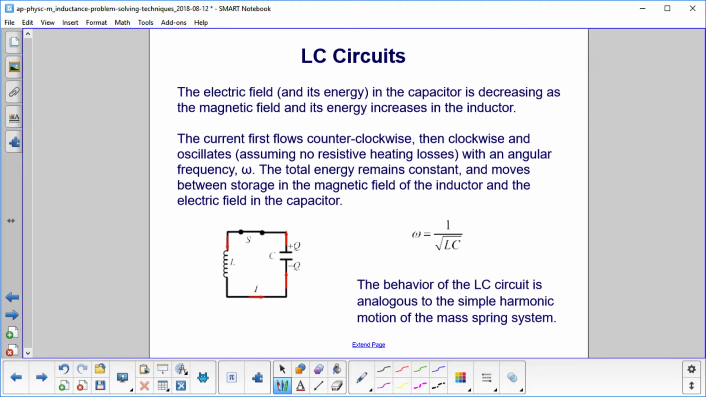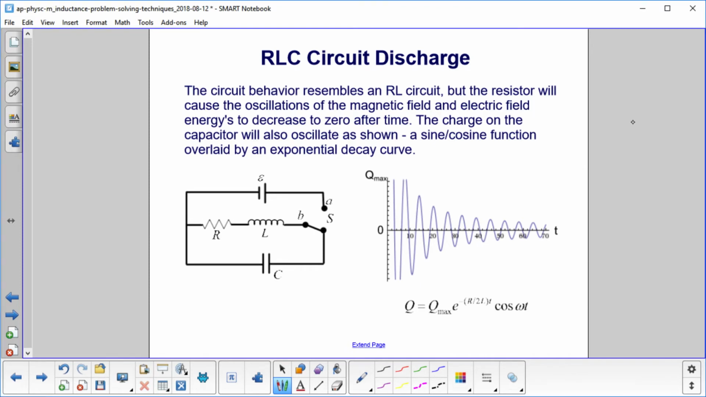The electric field and the energy in the capacitor is decreasing as the magnetic field and the energy increases in the inductor. The current first flows counterclockwise, then clockwise, and oscillates, assuming no resistive heating losses, with an angular frequency omega. The total energy remains constant and moves between storage in the magnetic field of the inductor and the electric field in the capacitor. The behavior of the LC circuit is analogous to the simple harmonic motion of the mass-spring system.